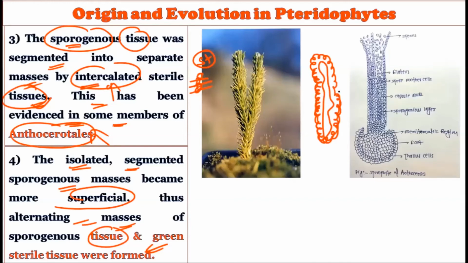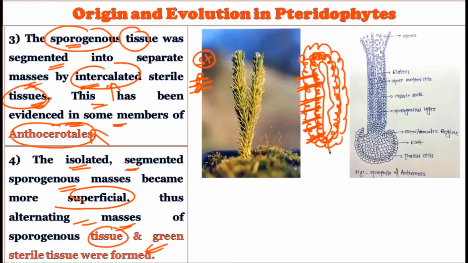Now this occurred in a first step. Okay, now in the second step, what happened? This becomes superficial like this. Okay, it becomes superficial like this, and in the third step, what happened? The mass of a sterile tissue formed in between these sporogenous tissue, so they got segmented.